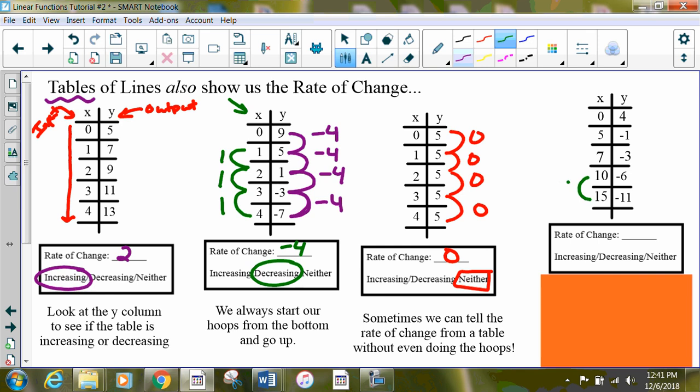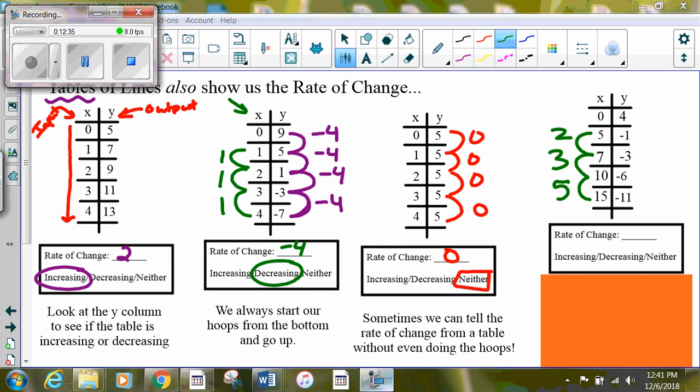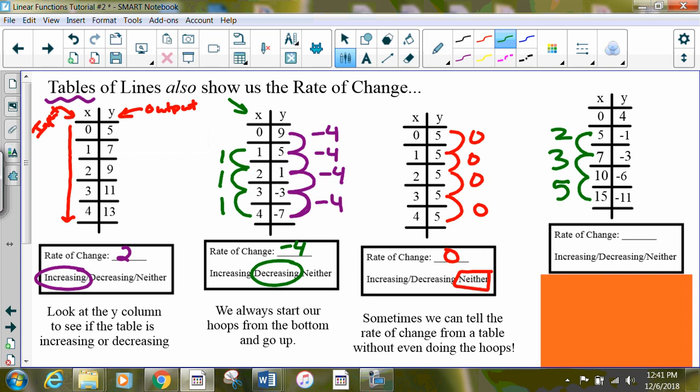So 15 minus 10, 5, 10 minus 7, 3, 7 minus 5, 2. Just making sure we're still going. 5 minus 0, 5. Now let's look at the right side at the Y column. Negative 11 minus a negative 6. If you pick up your calculator, you're going to get negative 5. Negative 6 minus a negative 3. Well, that's going to be negative 3. Negative 3 minus negative 1, that's negative 2, and negative 1 minus 4 is negative 5.